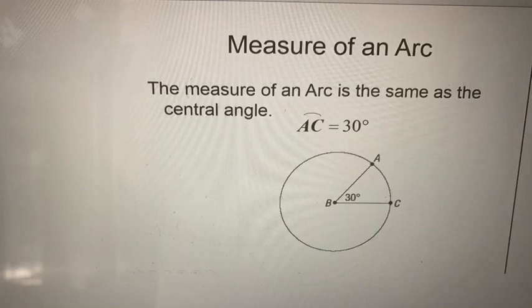To find the measure of an arc, it's the same as the measure of the central angle. In this case, we see that the central angle measures 30 degrees, therefore arc AC is also 30 degrees.